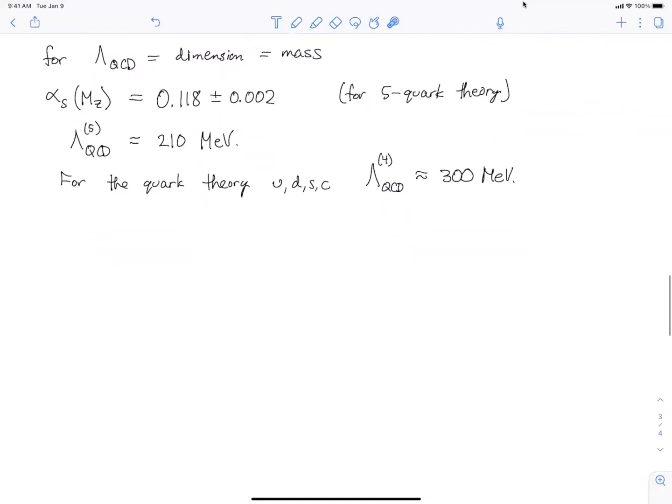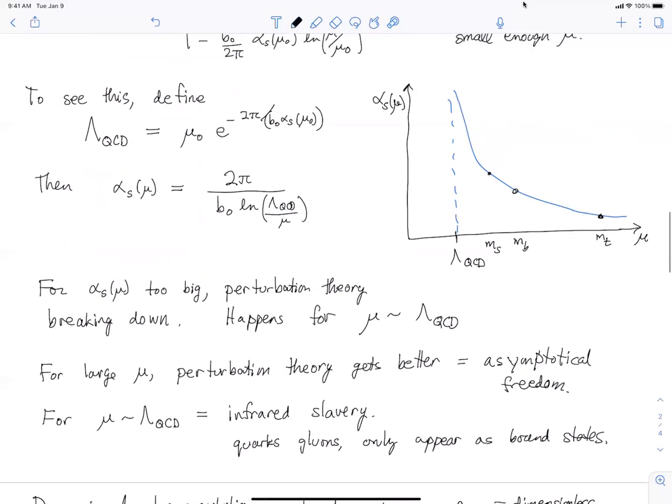All right, so let's compare now to what happens in QED. Oh, I should mention one other thing about this. The fact that this shape is what it is is crucially due to the fact that the beta function is negative.